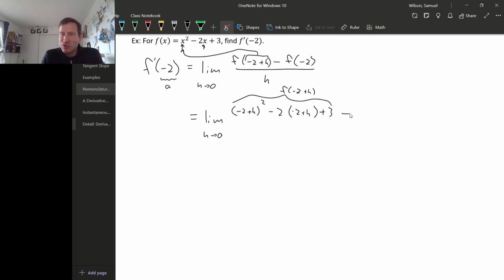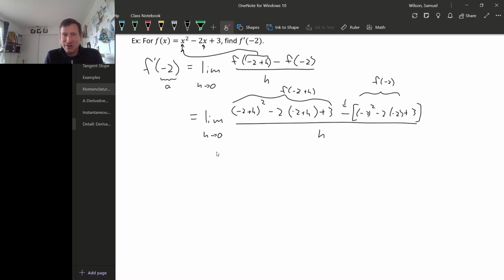So now we need to subtract f of minus 2. And we're subtracting this whole chunk here, so we need parentheses. F of minus 2 is minus 2 squared minus 2 times x, which is minus 2, plus 3, all over h. Okay, now we have a ton of algebra to do. We're going to simplify the numerator.